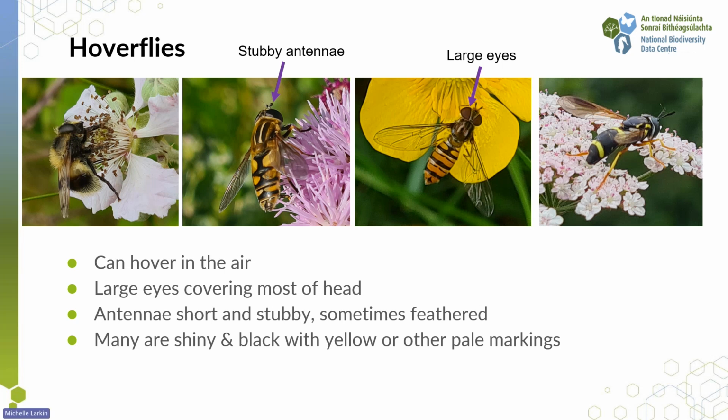They can come in a variety of different shapes and sizes and can be very, very colourful. Some can be shiny and black, but a lot will have some yellow or other pale markings. The most common hoverfly you might come across would be this one here, which is the marmalade hoverfly. A very common hoverfly, but don't worry, you don't have to identify them to species level, just pop them into the group.